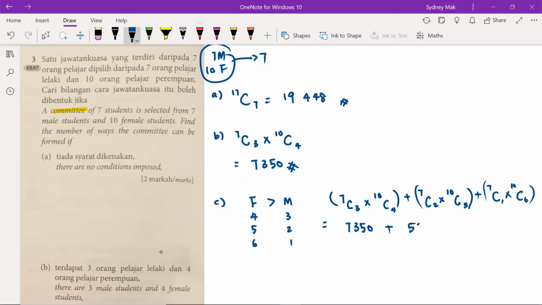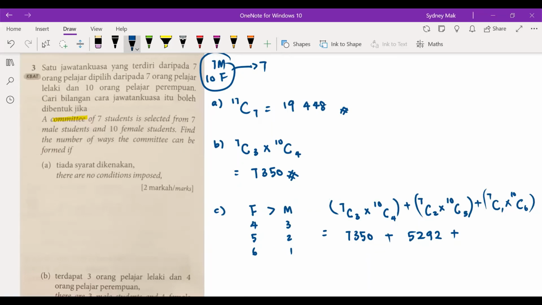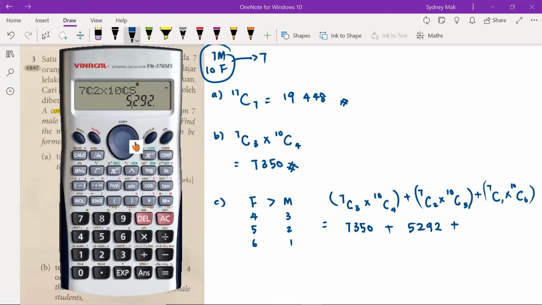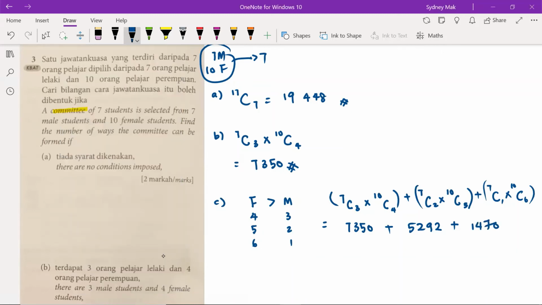5,292. And then next we have 7C1 times 10C6. 1,470. Let's add these 3 together.